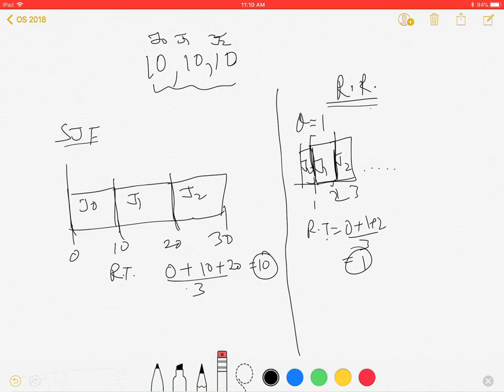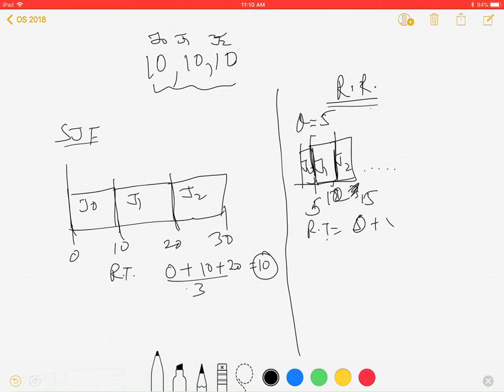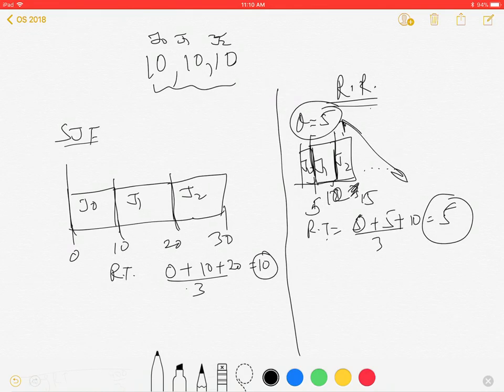If instead of 1, we had a quantum of 5, J0 will run from 0 to 5, J1 will run from 5 to 10, and J2 will run from 10 to 15. In that case, the response time will be 0 plus 5 plus 10 divided by 3, which is 15 by 3, which is 5. If you carefully notice, the response time for such a trivial example is the same as the time quantum.